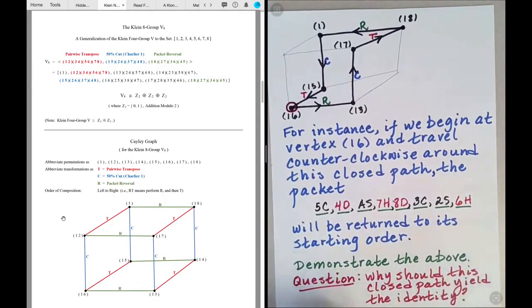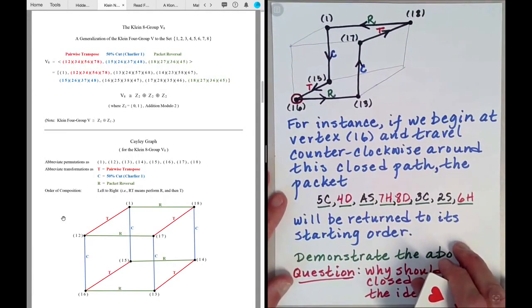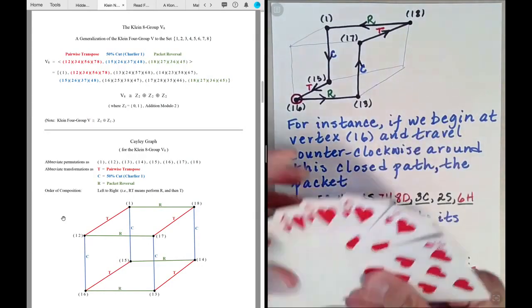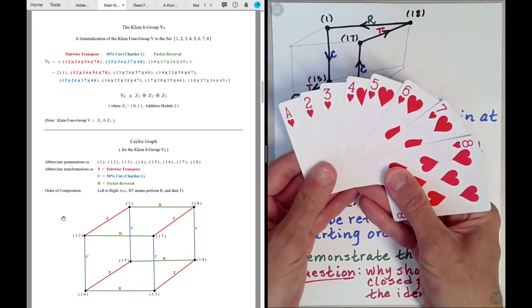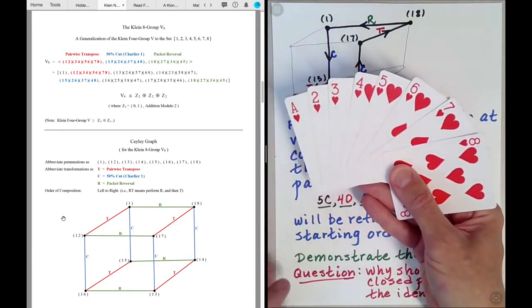Okay, so if all has gone well with our journey around this closed path, we should be back to the original ordering of the cards. And as you can see, we are indeed back to the original ordering.